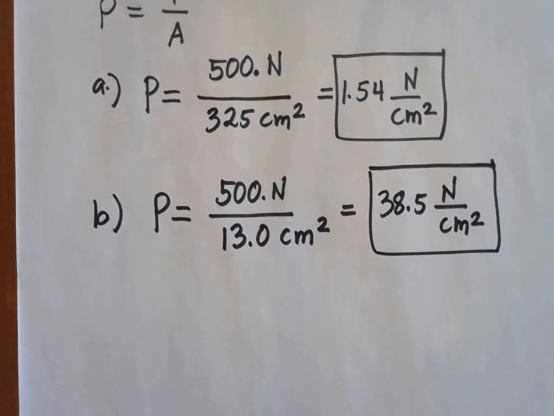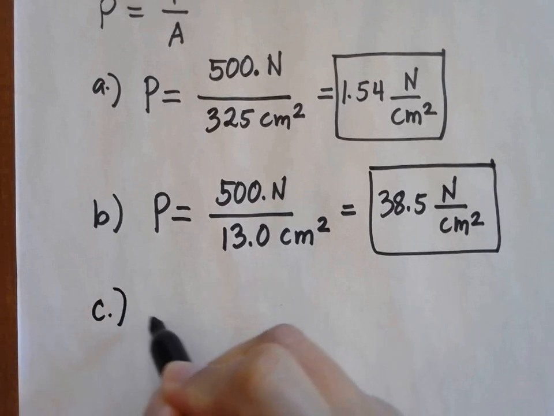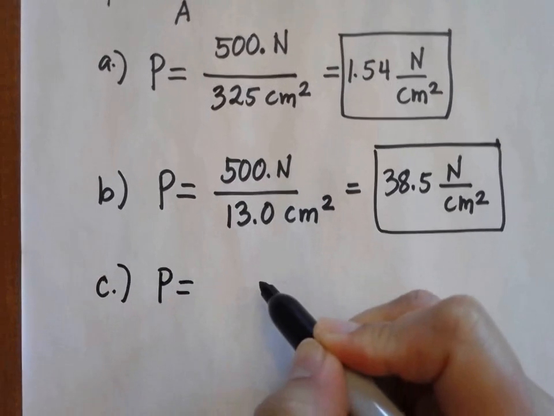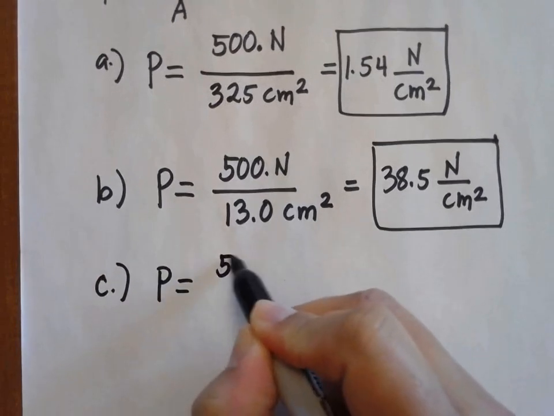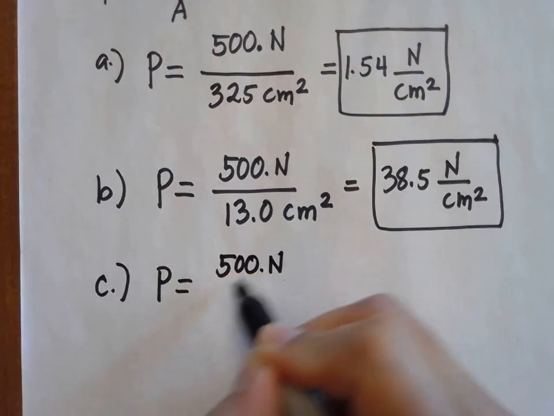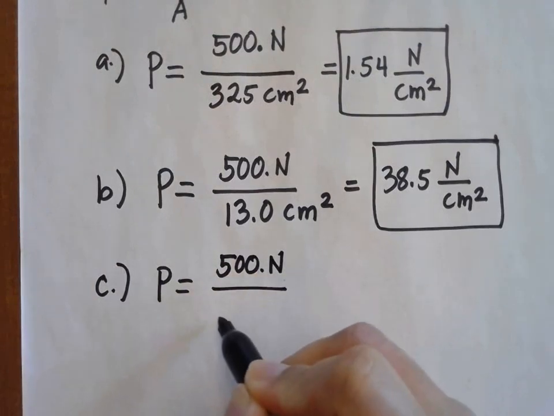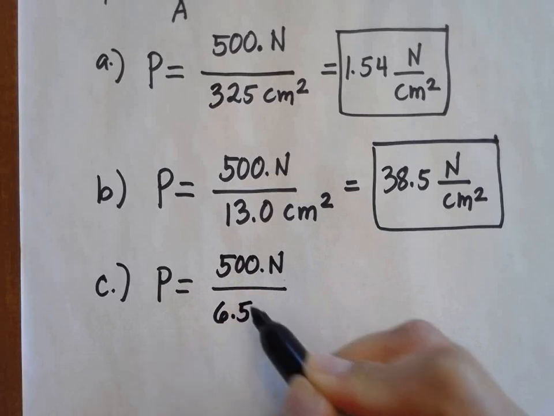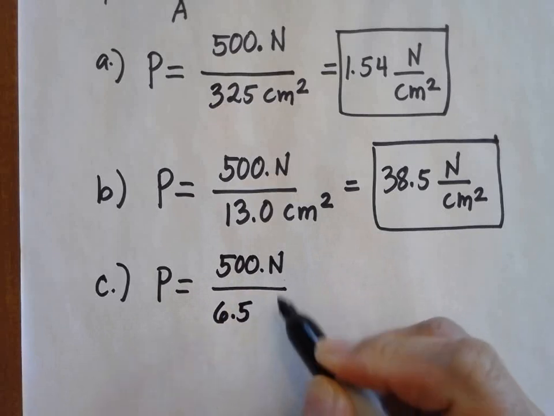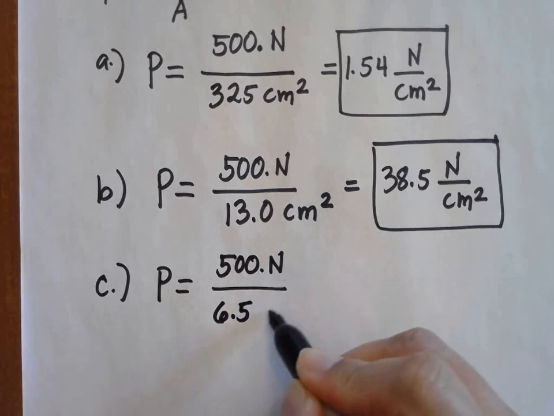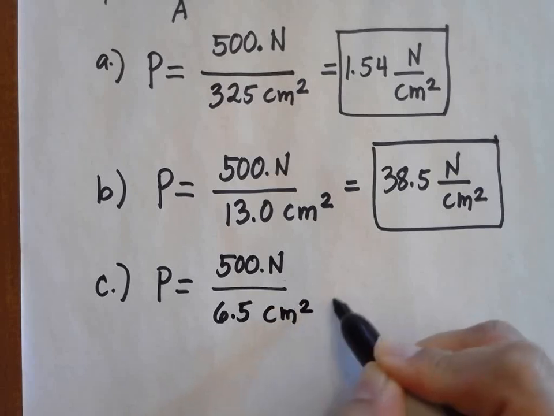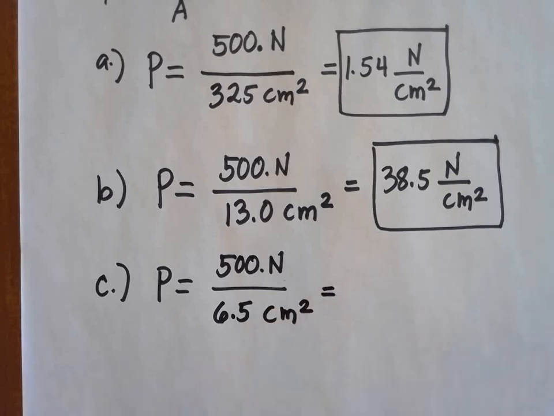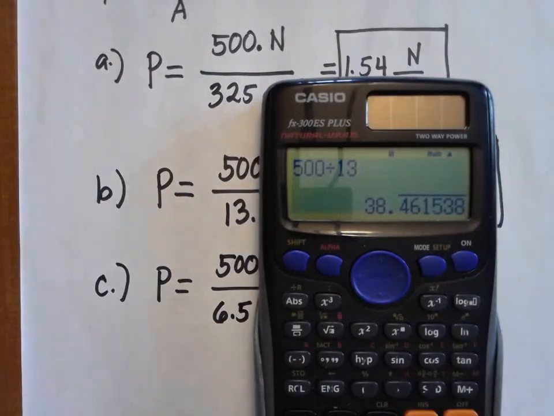Letter C. Again, pressure is equal to force over area. So 500 newtons divided by 6.5. The contact area for this is even smaller. It's only 6.5 cm squared. All right, so let's use our calculator. 500 divided by 6.5, and we get 76.92.